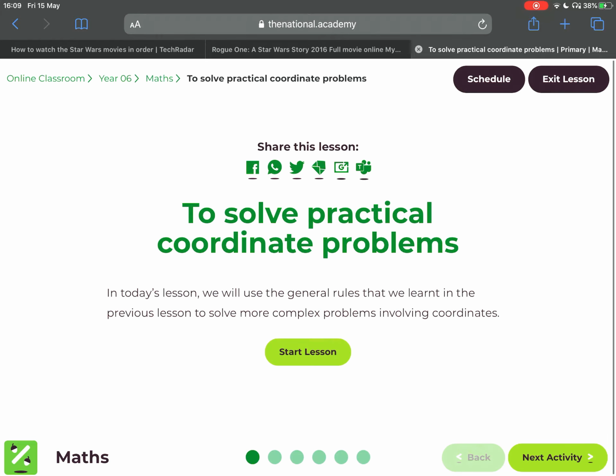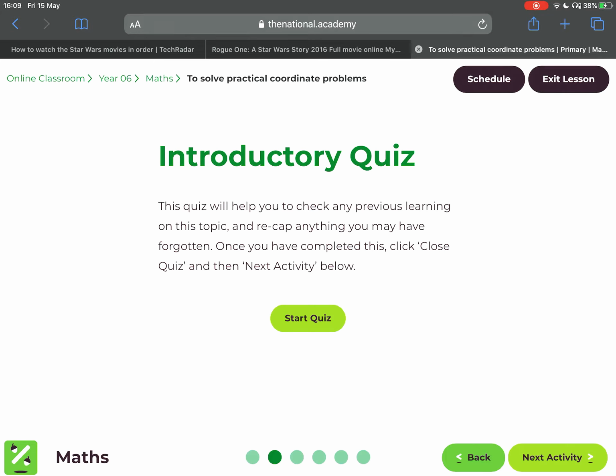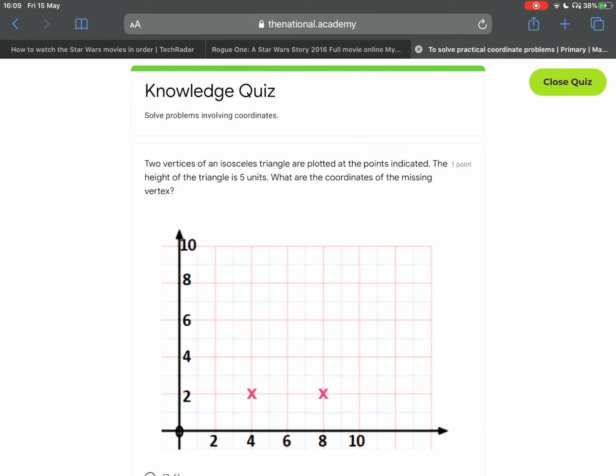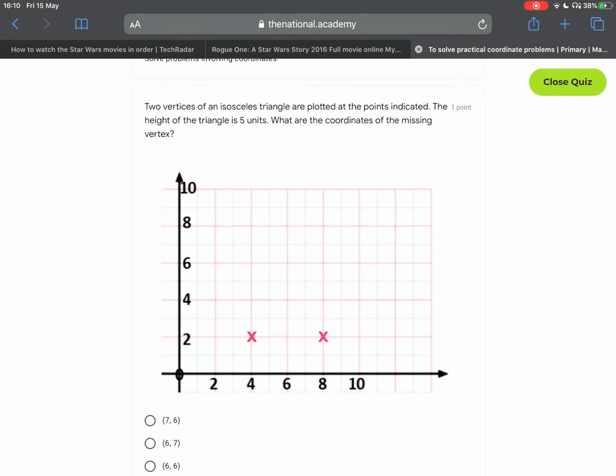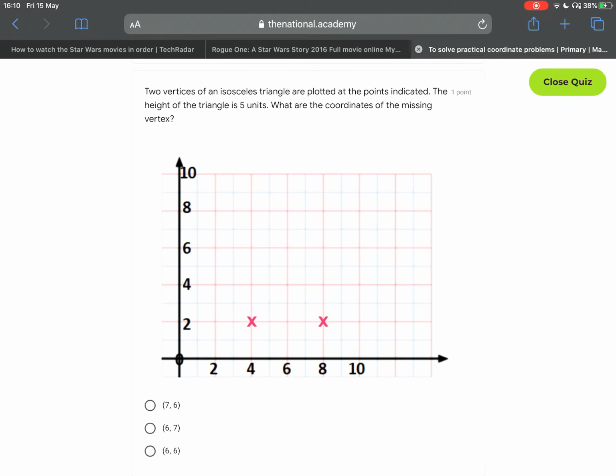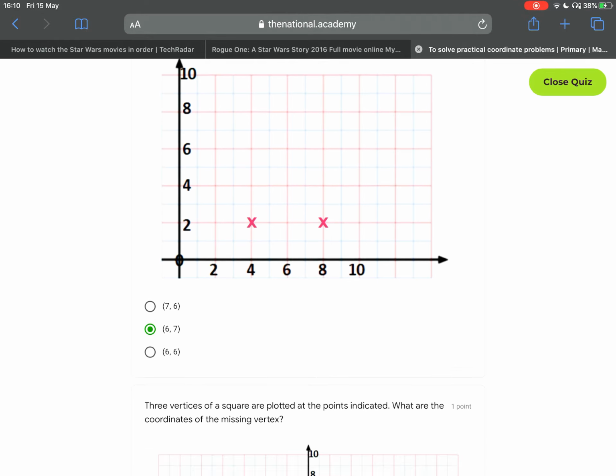So here in today's lesson, you're going to look at the general rules that you've learned in the previous lesson and solve more complex questions, including coordinates. So first you have your knowledge quiz. Two vertices of an isosceles triangle are plotted at the points indicated. The height of the triangle is 5 units. What are the coordinates of the missing vertex? They would be 6, 7.